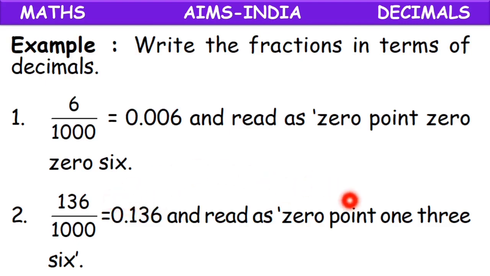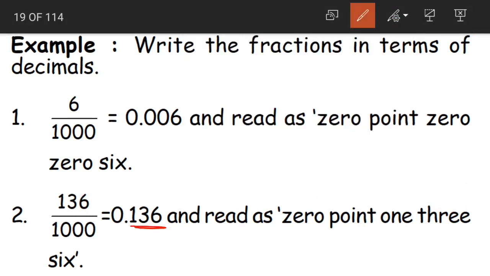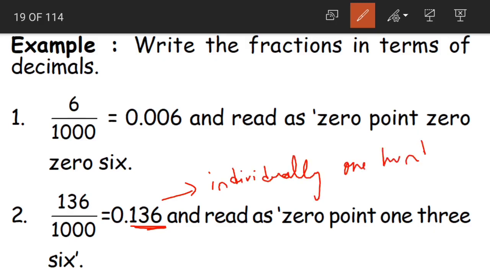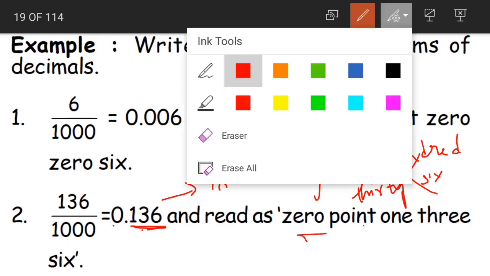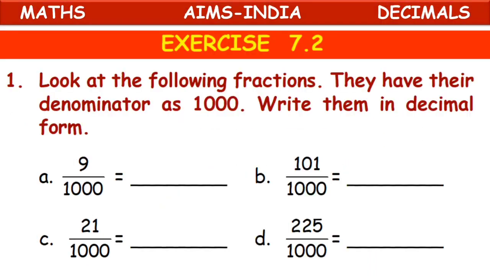And how will we read this number? As zero point one three six. The digits after the decimal point are to be read individually. We should not read it together as one hundred thirty-six. If I read it as zero point one hundred thirty-six, it will be wrong. How should I read it? As zero point one three six. I hope this is clear.